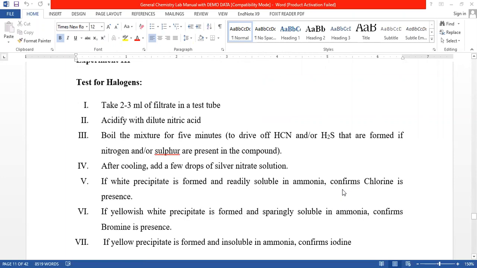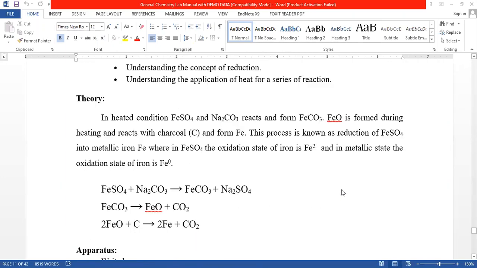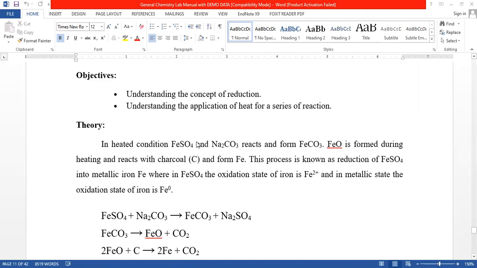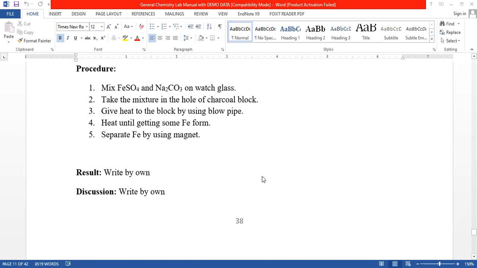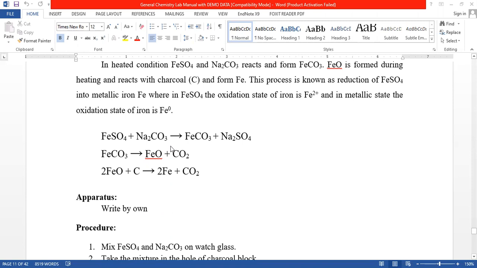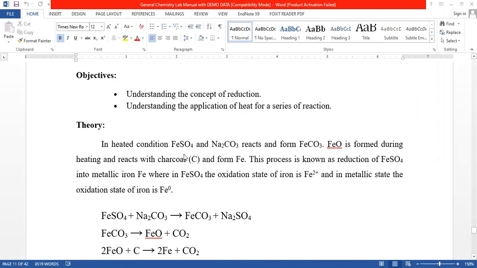And last one is this one, reduction of iron 2 and iron 3 ion to metallic iron by using charcoal block and blow pipe method. Actually, there is no data for the calculation. There is nothing there to calculate. So you will just write down the objective, theoretical background, and apparatus from the demonstration.